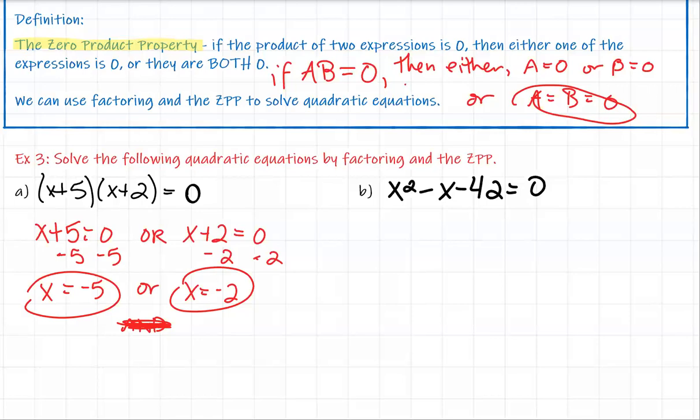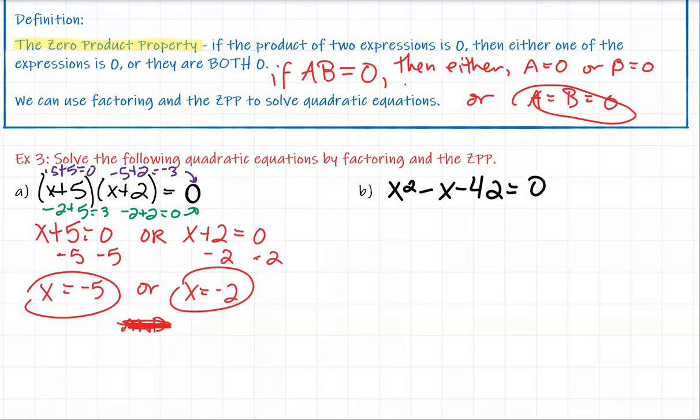And then just to convince you, if I plug in negative 5 here, negative 5 plus 5 is 0. Negative 5 plus 2 is negative 3. 0 times negative 3 is 0. And then for the other one, if I plug in negative 2, negative 2 plus 5 is 3. Negative 2 plus 2 is 0. 3 times 0 is also 0. All right, so that's why it works.